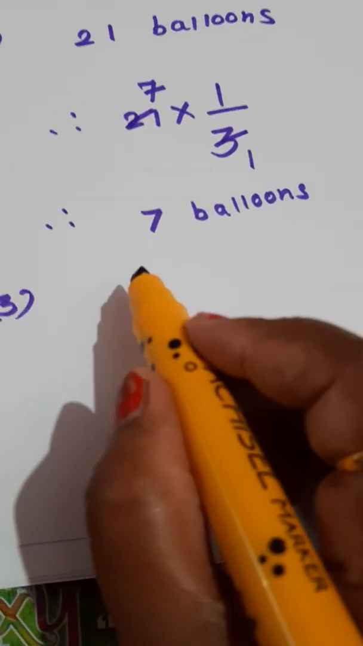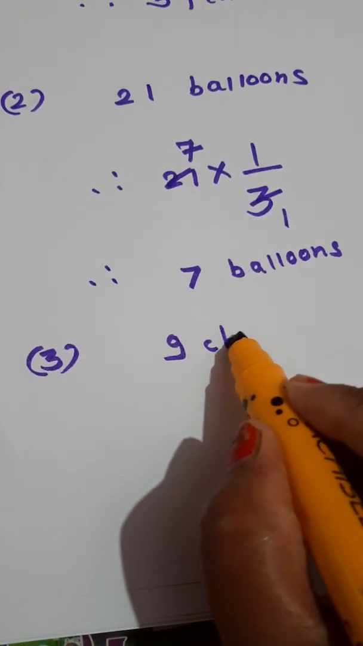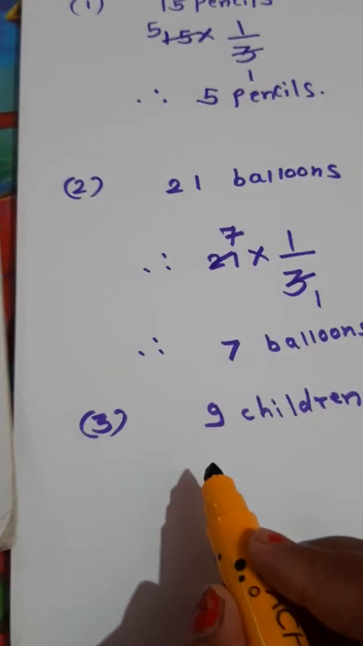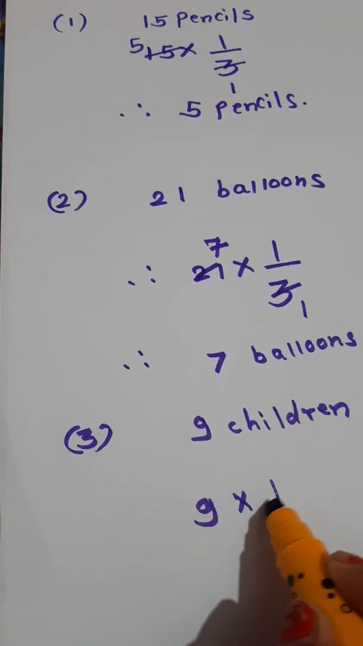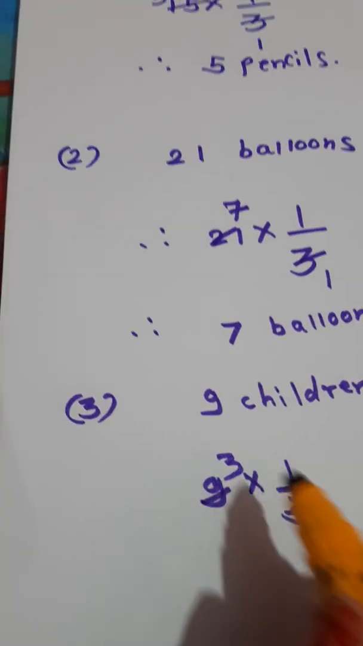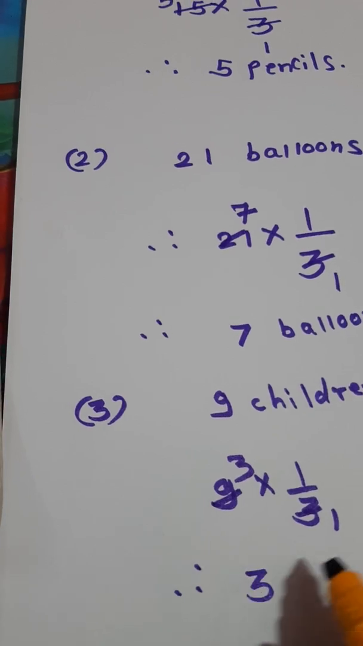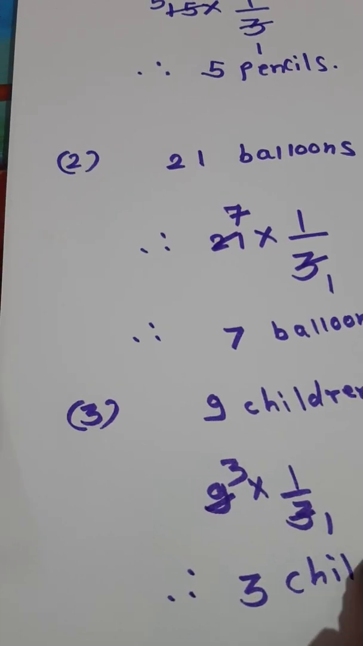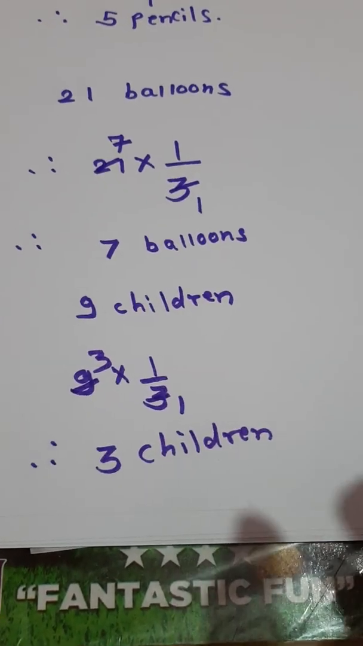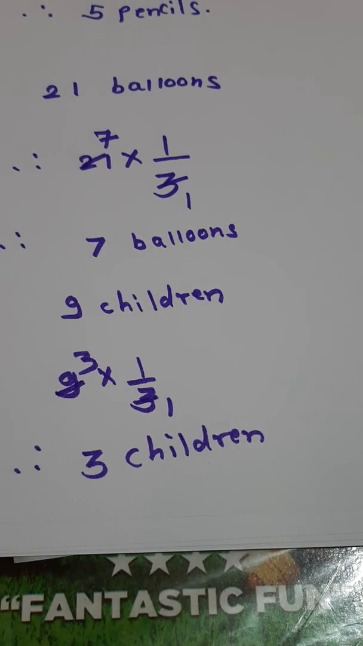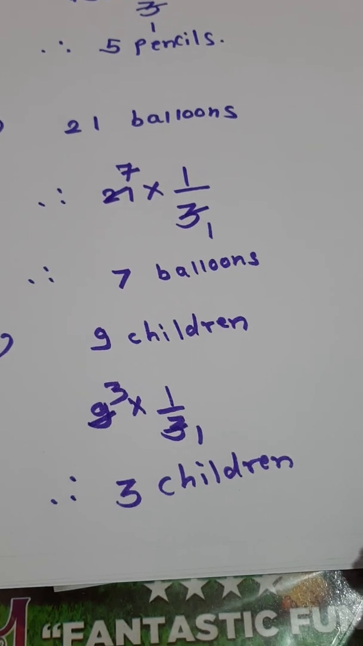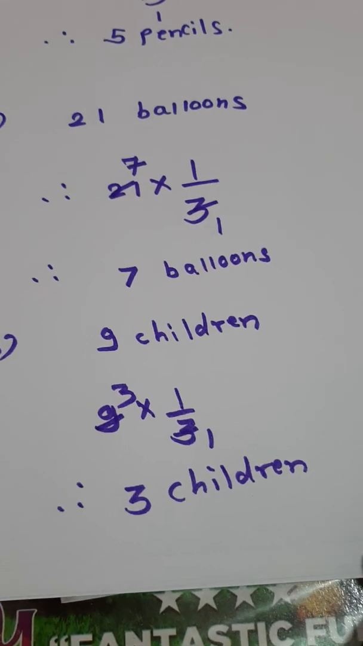Next one given is 9 children. What is 1/3 of 9 children? Same way, write down 9 into 1/3. It is very simple. Everyone knows 3 ones are 3, 3 threes are 9. So what is 1/3 of 9 children? 3 children. If you make a group of 3 children, next group again 3 children, next group again 3 children, so in total you will get 9 children. So 1/3 of 9 children means 3 children.